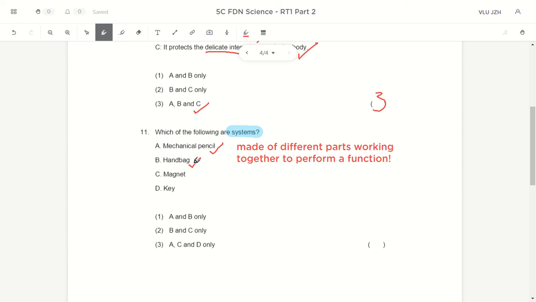A magnet is just one piece of metal bar. Are there many parts to it? No. There are 2 poles, correct, but they are not different parts. So no, it's not a system. A key, a normal key, is just made of metal, just one piece. There are no parts, so no. So the answer is A and B. Answer is 1. Alright, so this is the end of part 2 of your paper.